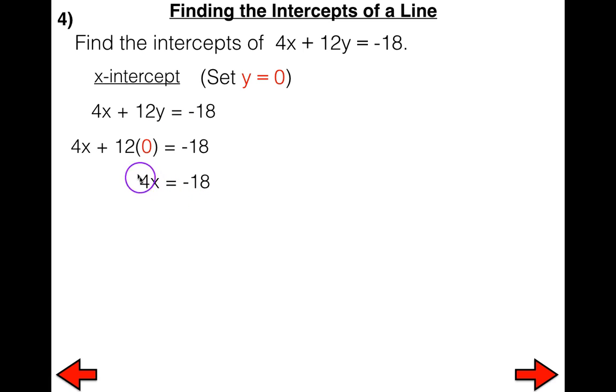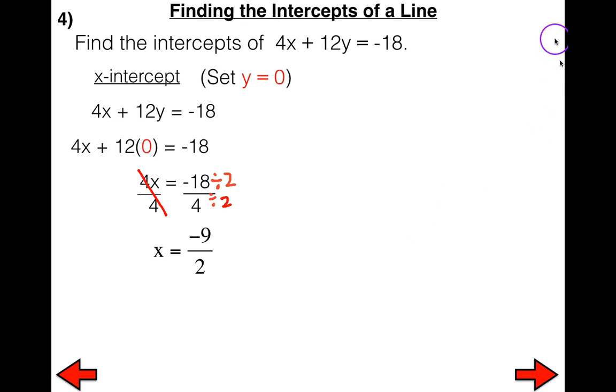At this point, you're going to get rid of your coefficient by dividing both sides by 4, leaving me with x equals negative 9/2. If you're wondering how I got that, I basically reduced 18/4 by 2, and that's what gave me negative 9/2. So right now, you're probably thinking, oh my gosh, I did something wrong because I have a fraction. No, you're not. It's possible to have a fraction, so don't worry about that. Just understand what is negative 9/2.